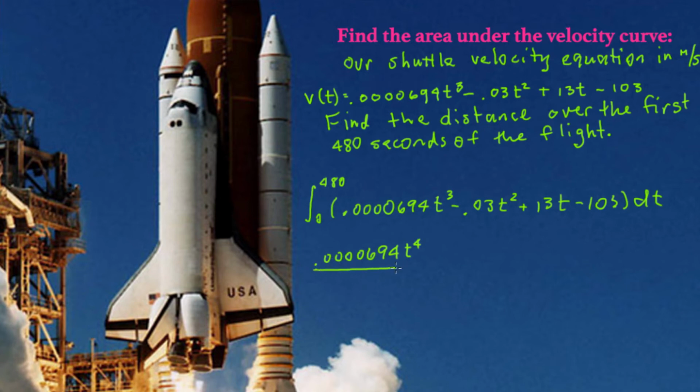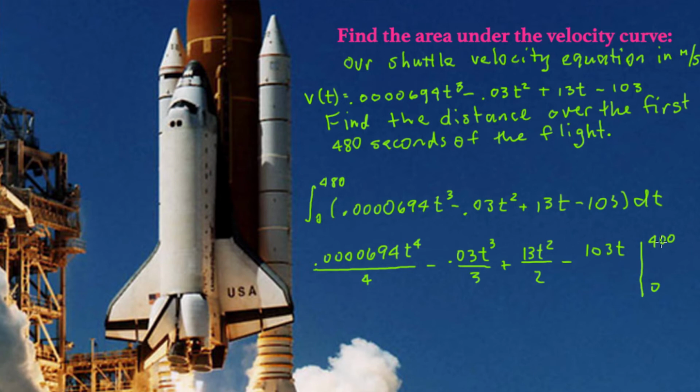So here we go. All right, when you use your standard rules of integration, all you do is add 1 to that exponent and divide by your new exponent, okay? The coefficient in front doesn't change at all. So I'm going to end up with this long decimal times t to the fourth divided by 4. That's my new stuff, okay? 0.03t cubed divided by 3 plus 13t squared divided by 2 minus 103t.